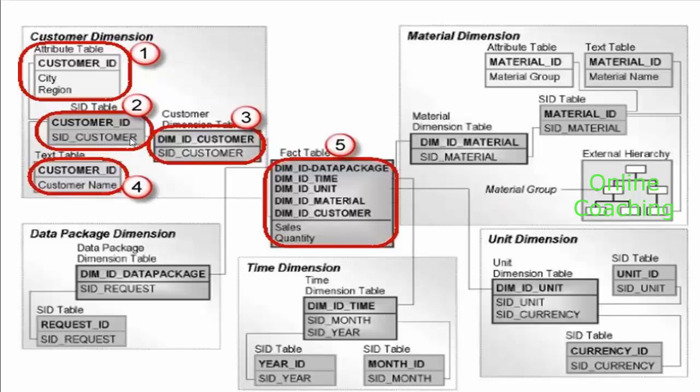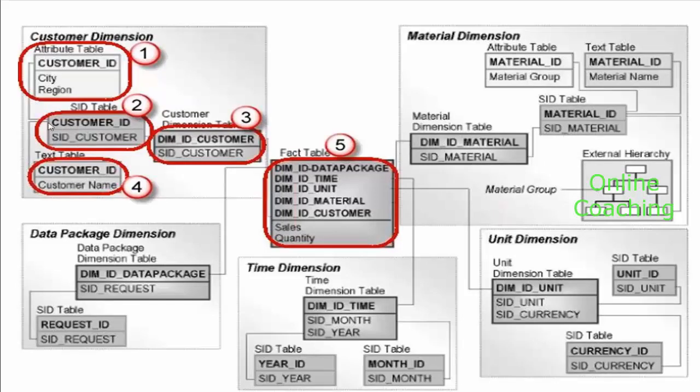Then it is connected to the dim ID table. Dim ID table creates dim ID customer, which contains SID customer. Then it connects to your info cube. That is called your fact table. This is how your master data will be divided into the pods. It's divided into the 4 pods.